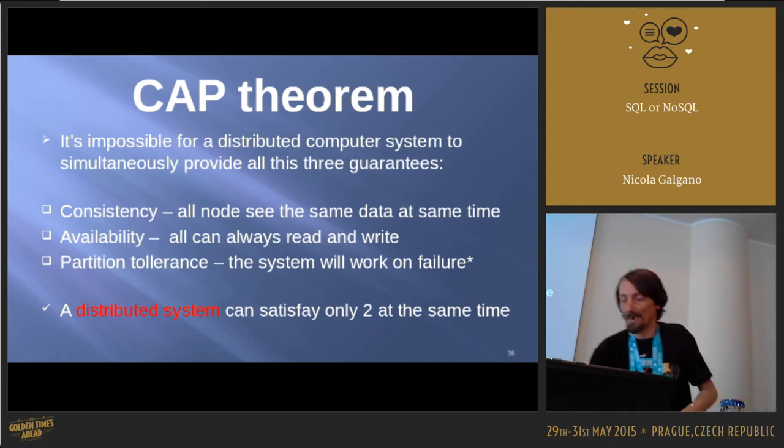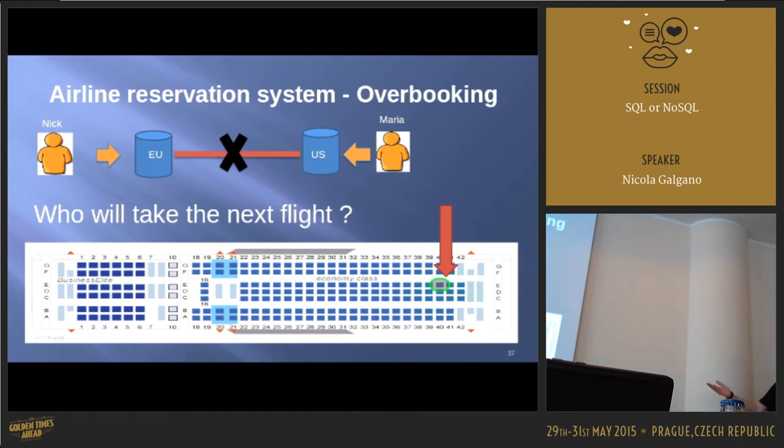I made you an example so you can understand better. This is a common problem. Imagine that two people, Maria and Nick, want to book the same flight, and this flight is full, and there is only one seat free. Imagine Maria is from the United States, so she connects to a data center based in the US, and Nick is in Europe, so he connects to another data center. If the two data centers cannot communicate together, we have a network partition. Some of you may know this as the split brain problem. So, who will take the next flight?